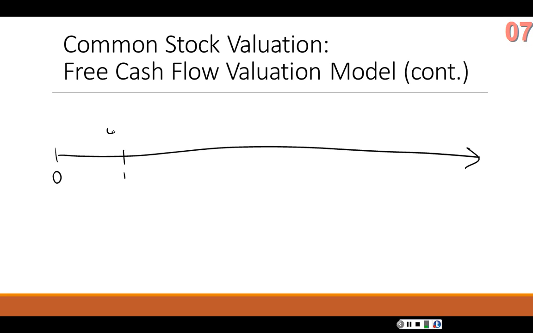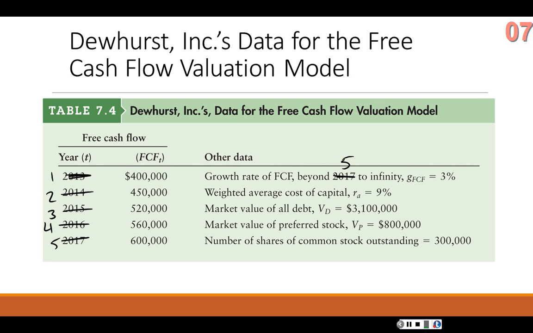Time period 1, free cash flow is $400,000. Time period 2, cash flow is $450,000. 500, 560, I'm sorry, that was 520. 560 and 600. So 400, 450, 520, 560, 600. And after time period 5, it grows at a constant 3%.